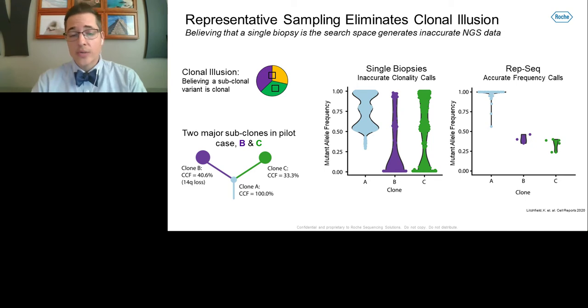Whereas on the right, when you homogenize that tumor and you sequence it following the homogenization, you get very accurate frequency calls. As you can see, clone A is vastly clonal, whereas clones B and C are all subclonal. And we've eliminated clonal illusion in this case.